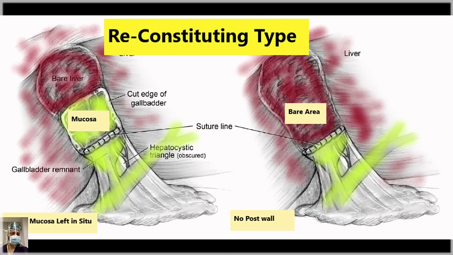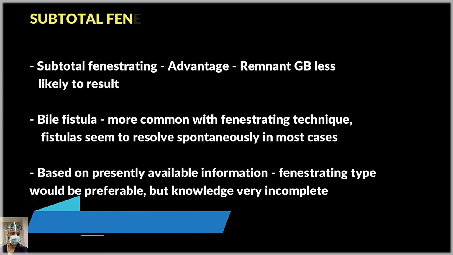We are not going to the hepatocystic triangle. We will not ligate the cystic duct or cystic artery, and we are staying away from the danger zone, and we are closing the stump. And again, as I said, there is a possibility of recurrence of hepatolithiasis in this type of procedure. So what are the advantages and disadvantages of the two procedures?